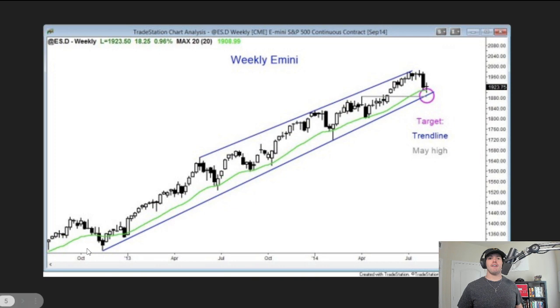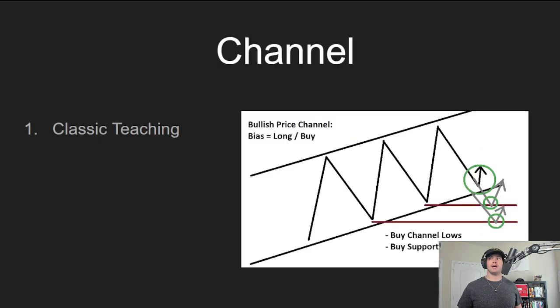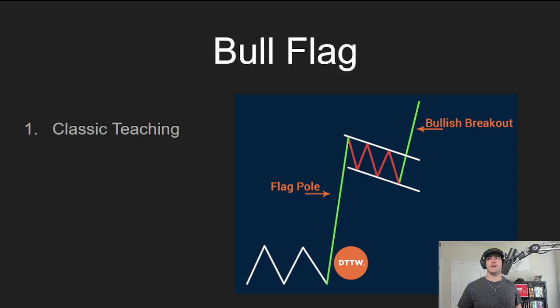So when we have an institutional trend going one direction on the weekly chart, I wouldn't necessarily use this on the daily chart. Really, I would stick to your weekly and your monthly. If you're in a long-term institutional trend, that is when your channels, your pennants, your bull flags are going to work in a one-directional way.